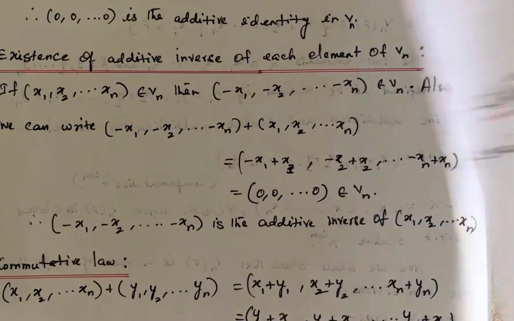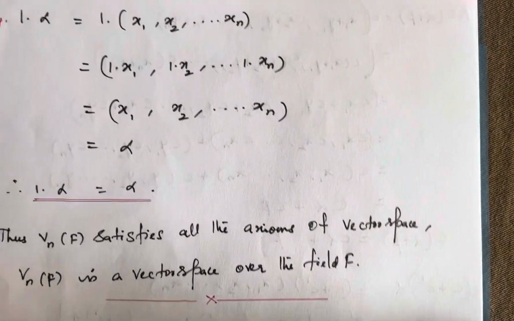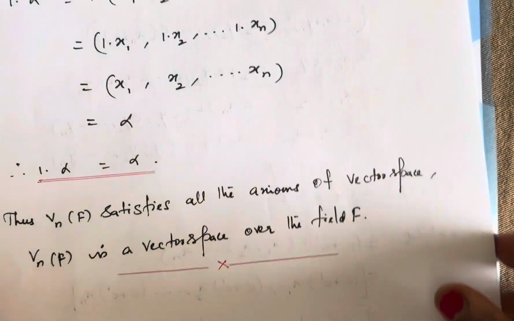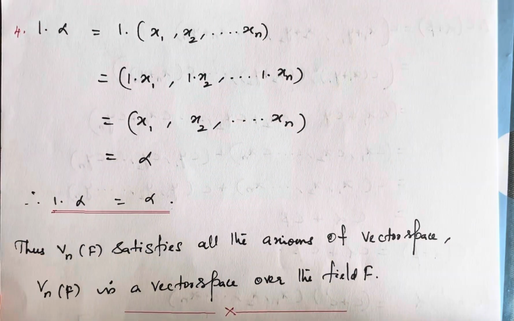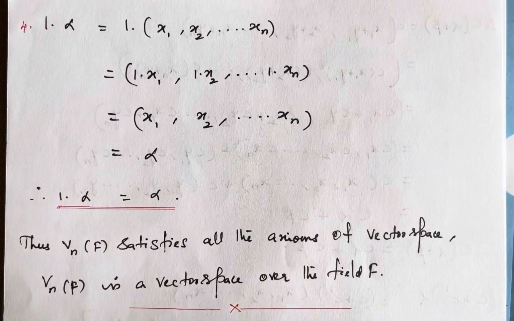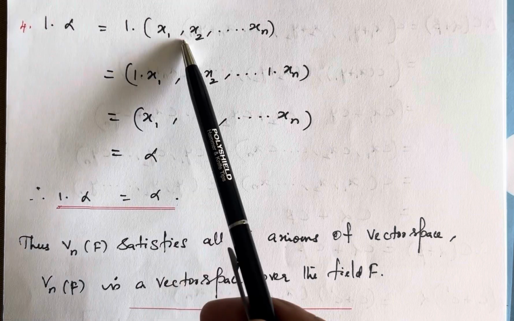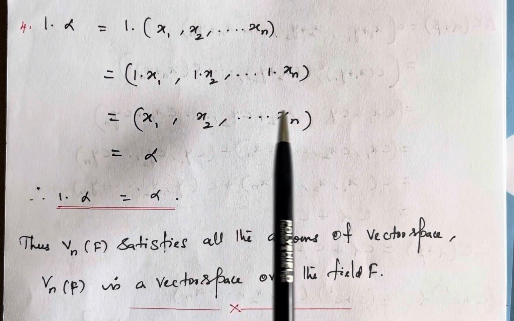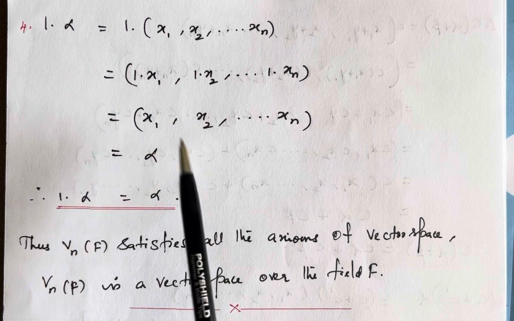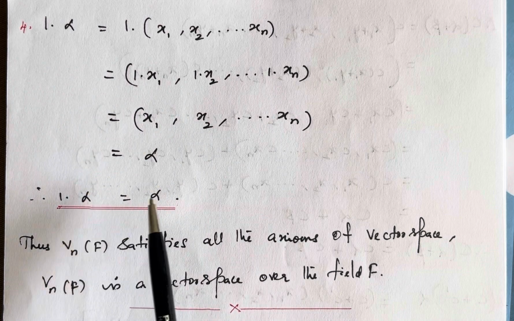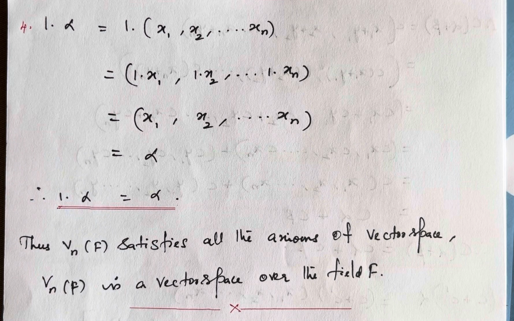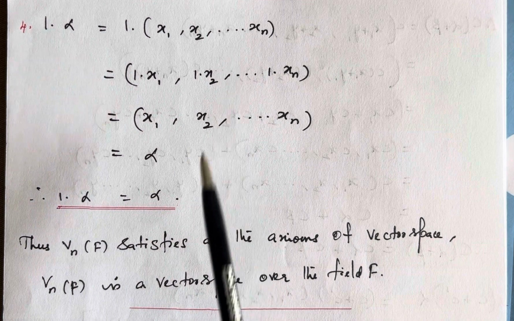So the last one is going to be 1 into alpha must be equal to alpha. So let us check what is 1 into alpha. Alpha is x1, x2, etc., up to xn. So 1 into x1, 1 into x2, 1 into xn. That will become x1, x2, etc., xn, which is nothing but alpha. So 1 into alpha is also equal to alpha. Always remember 1 is the unit element in the field F, and now it satisfies all the axioms.